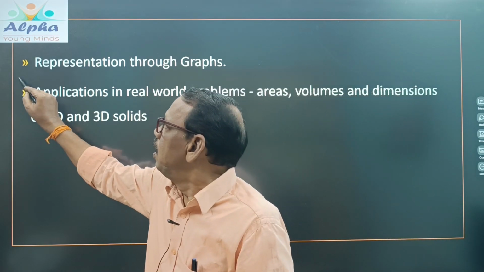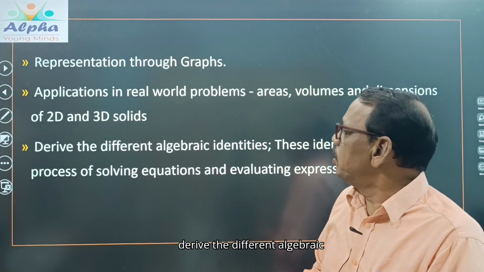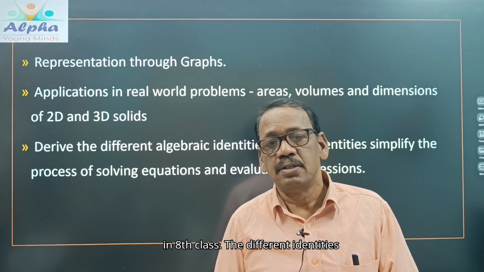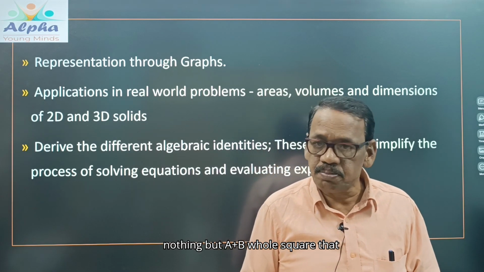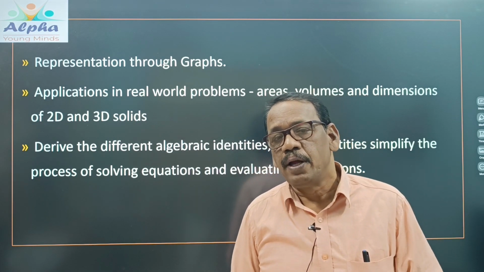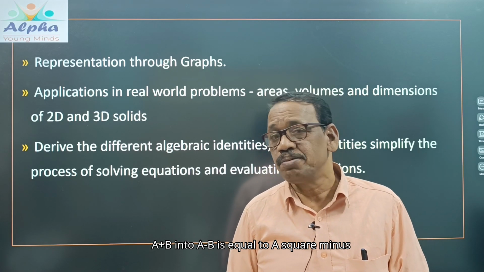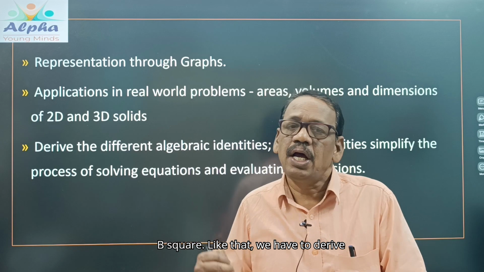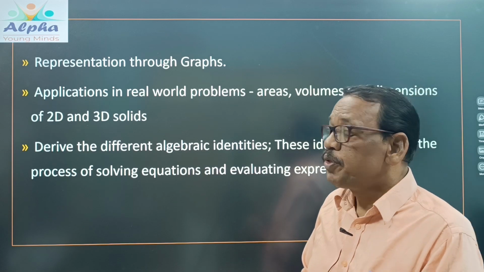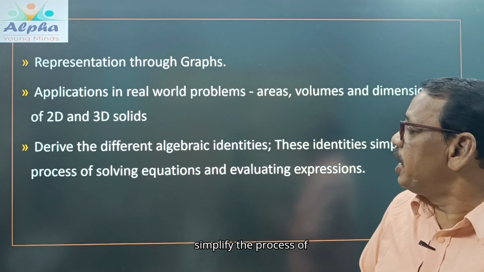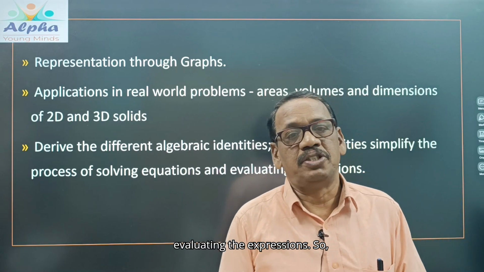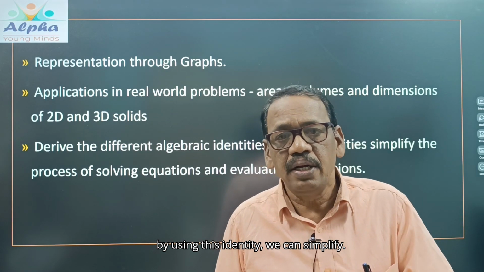Next one, derive the different algebraic expressions. That is, already you studied in 8th class the different identities, nothing but a plus b whole square is equal to a square plus 2ab plus b square, a plus b into a minus b is equal to a square minus b square. Like that, we have to derive by using algebraic expressions. These identities simplify the process of solving and evaluating the expressions. So by using this identity, we can simplify.